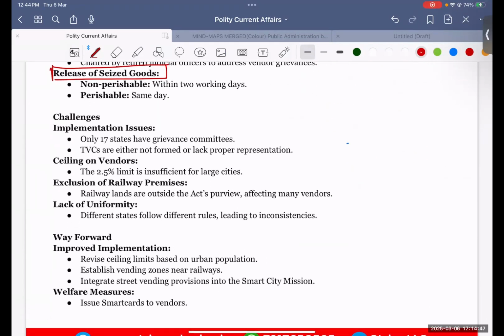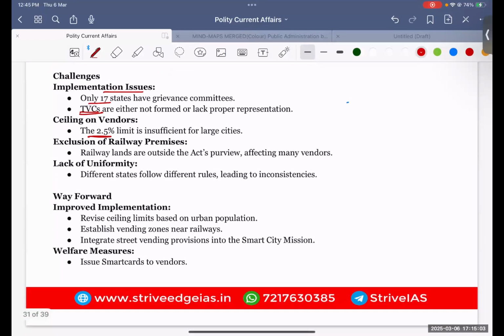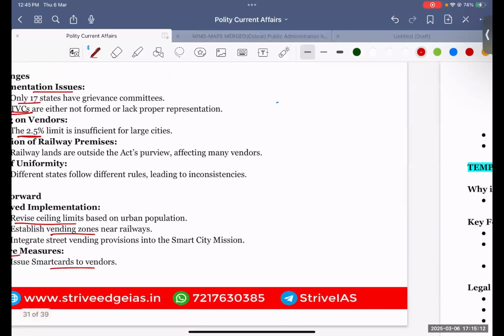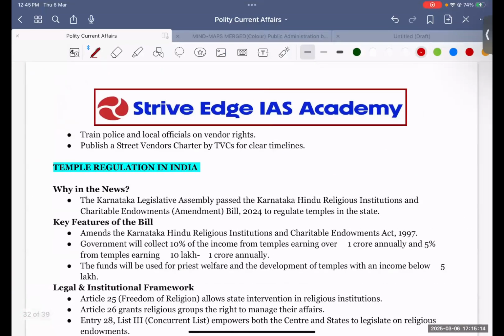But there are some challenges like the implementation issue. Only 17 states have the grievance committee, and the town vending committees are either not formed or they lack representation. Also, the 2.5 limit is insufficient for large cities. So what is the way forward? We can revise the ceiling limits and establish vending zones. And welfare measures can be to issue smart cards to vendors, train police and locals, and build some civic sense, all of that.